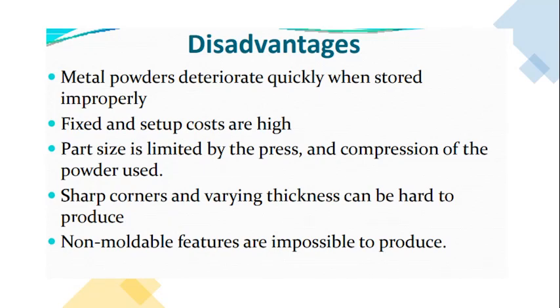Disadvantages: your metal powders can deteriorate, like they can easily oxidize. Oxide will form, and impurities can be easily accommodated in your powders. Then fixing and setup costs are very high. The part size is limited by the press, and compression of the powder is used. Suppose you are trying to make sharp corners or thin walls, this kind of requirement is hard to produce with powder metallurgy. And non-moldable features, which you cannot make by pressing, for example if you want to make a cylindrical hole inside your product, those kinds of things are not possible for powder metallurgy.